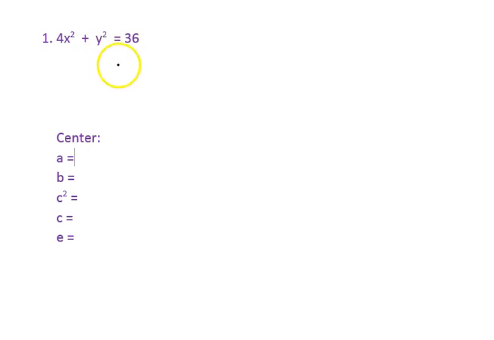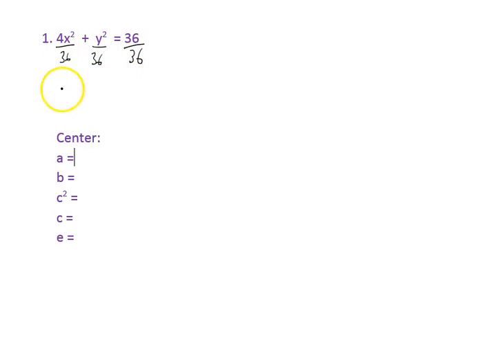Okay, I'm going to do this example first. Sometimes you get them where they don't look like what I just showed you, and they're missing the fraction part and they're not equal to 1. This case is really simple. You can just divide everything by 36 and get something that looks like it should.